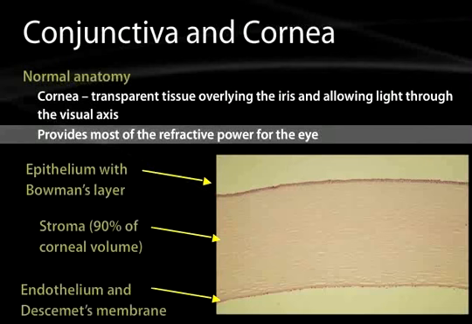You have an epithelial layer which is shown very small up on the top of this slide. 90% of the corneal thickness is the stroma volume itself, which is the bulk of the material of the cornea. And you have a thin endothelial layer which also has Descemet's membrane.